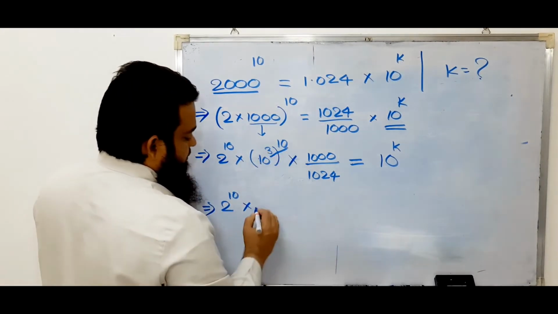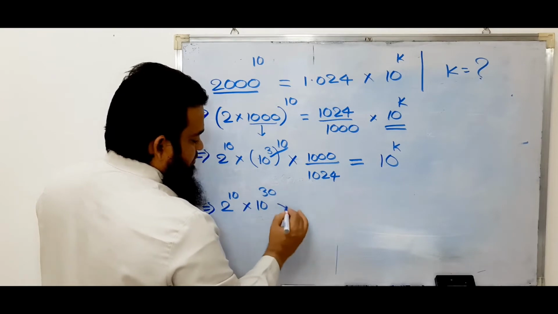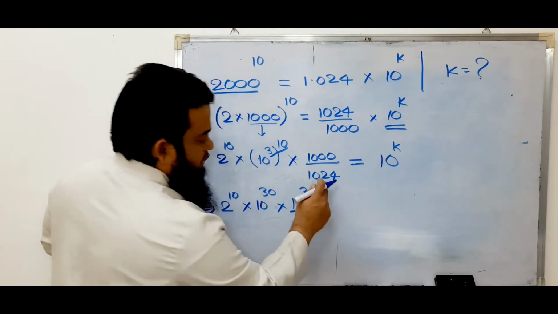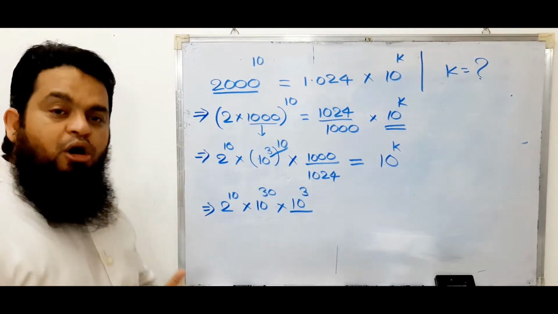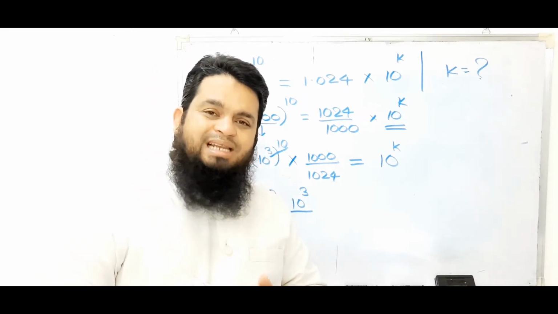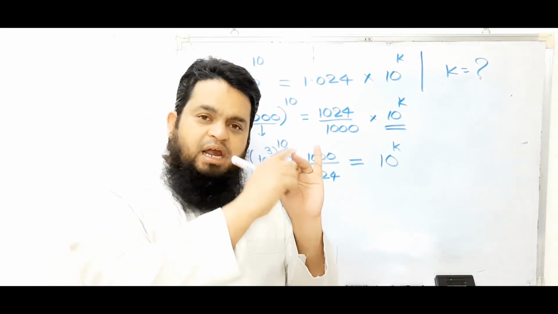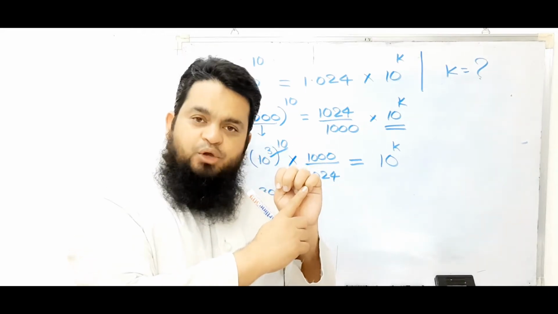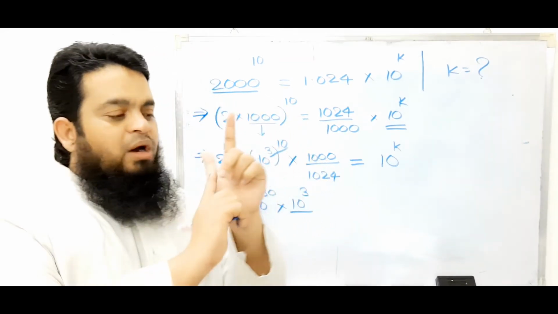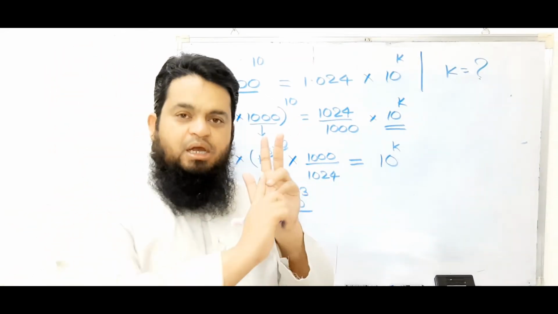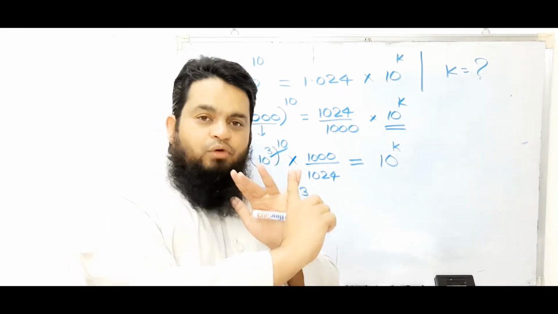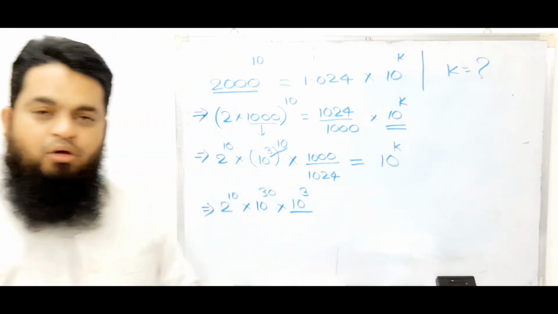So power over power, 10 to the power of 30 multiplied by 1000, I will write it as 10 to the power of 3. And 1024, if you are good at squares and cubes and square roots, then you can easily understand: 2 2s are 4, 4 2s are 8, 8 2s are 16, 16 2s are 32, 32 2s are 64, 64 2s are 128, 128 2s are 256, 256 2s are 512, 512 2s are 1024. So it is nothing but 2 to the power of 10.